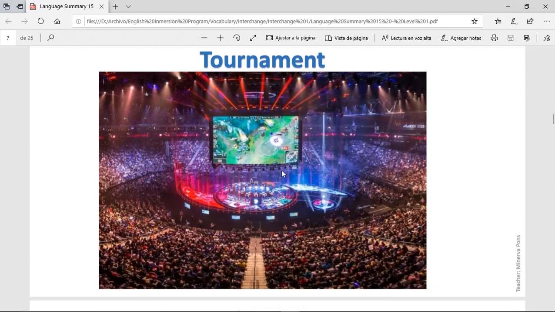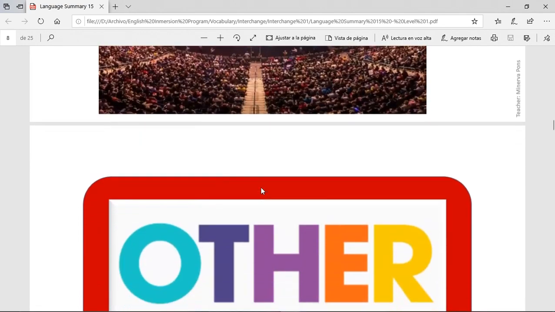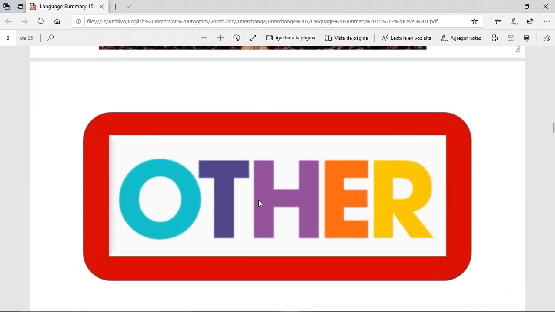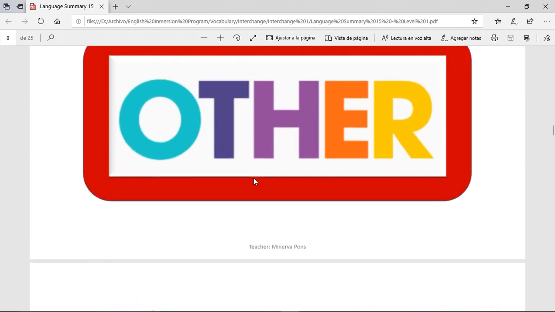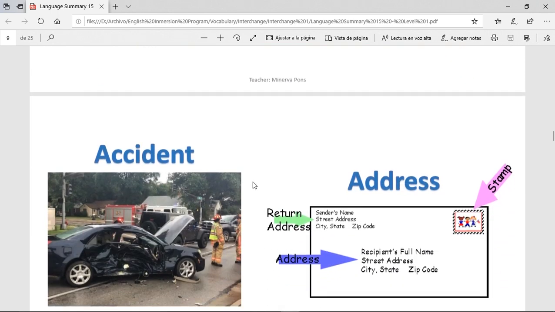In this case, they're watching the League of Legends World Championship. It's something that is really watched. I mean, look at this big stadium, all of them looking at 5 of 10 people playing against each other. It's really amazing. Okay, we're gonna be seeing some other words. The vocabulary for this lesson is not so long.